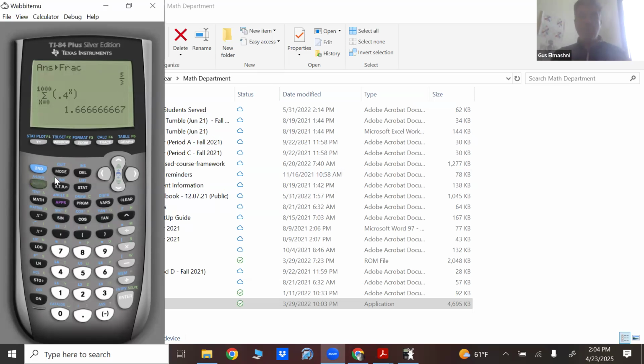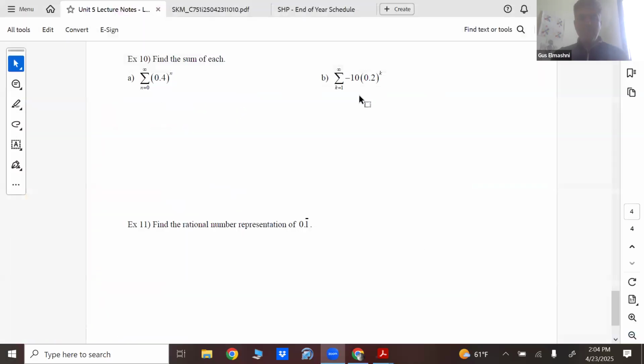And again, the alpha window is where you can locate it. Or if you hit math, you can go down to summation. Yeah, summation does the same thing. There's a bunch of other stuff there too. So anyhow, that's good. Let's look at part B.